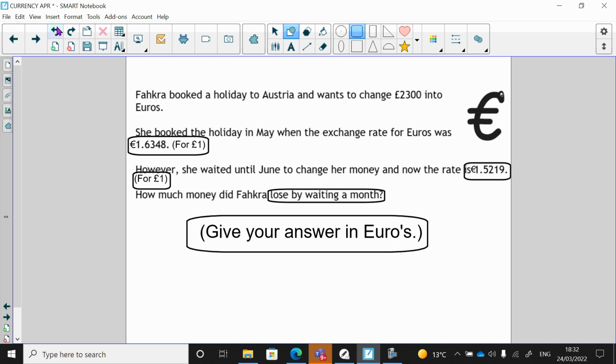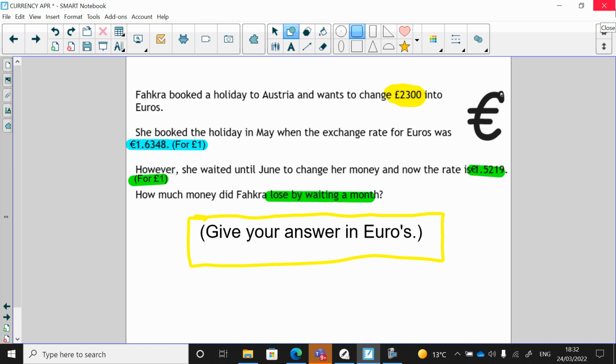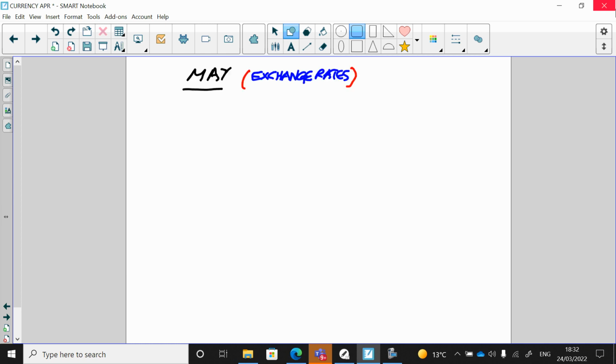So there are several ways we can approach this problem. I've just done it as follows. That's me just highlighting information. Just remember, this is a video, so you can pause it, just in case you think I'm going too quick. You can pause it. Right, let's go for May. We'll deal with May first.